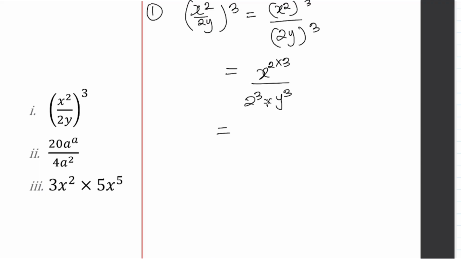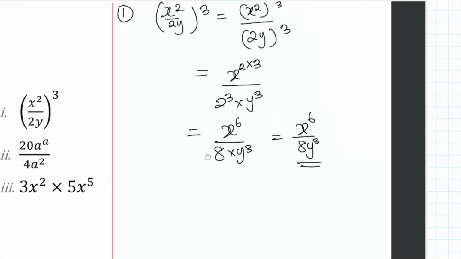So 2 times 3 is 6, so we have x raised to power 6 over 2 raised to power 3, that will be 8, multiplied by y raised to power 3. And then we now combine everything together, making x raised to power 6 over 8y raised to power 3. And that is the simplest form. Okay, so this is how you simplify indices. It's very easy. Now pause the video and answer number 2 and number 3. Welcome back. Now let's solve together.